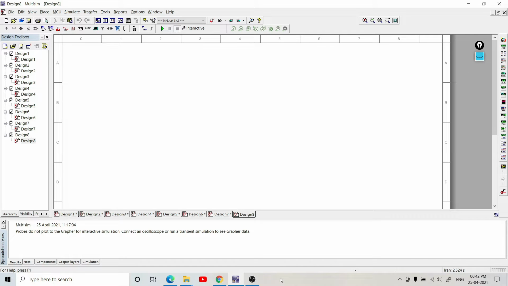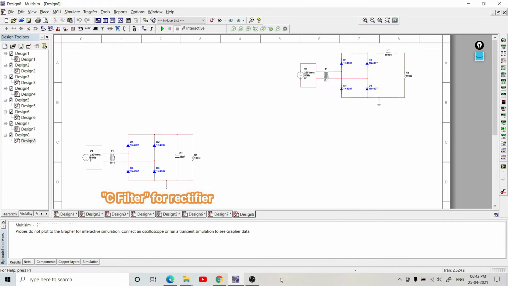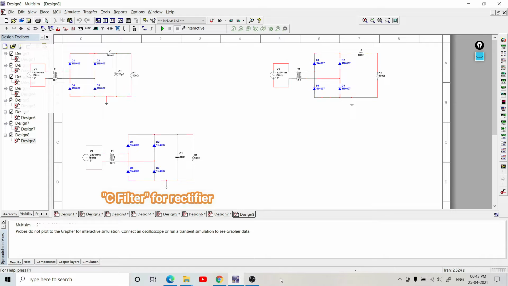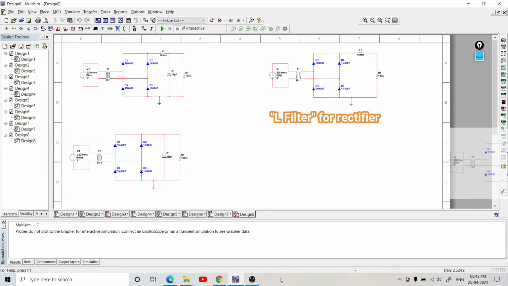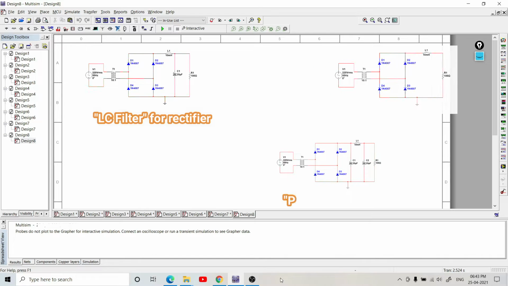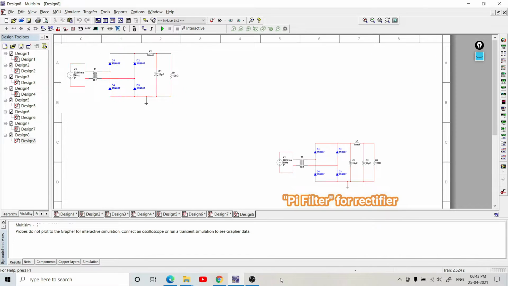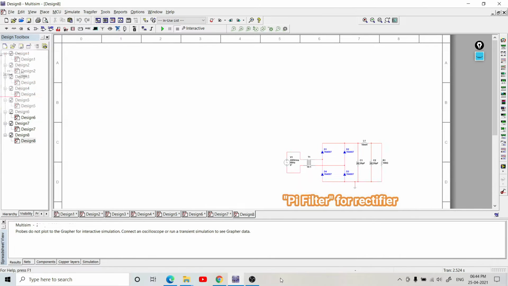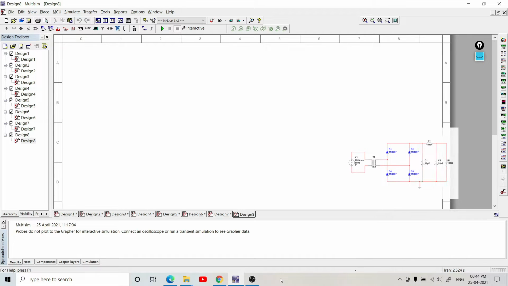Hey everyone, if you are looking for the filter like this in a rectifier, then this is the video for you. You will get the answer to your question: what is the need of a filter in a rectifier? And there is some more information about the performance of each filter. I will share these details in this video, so watch this video till the end.